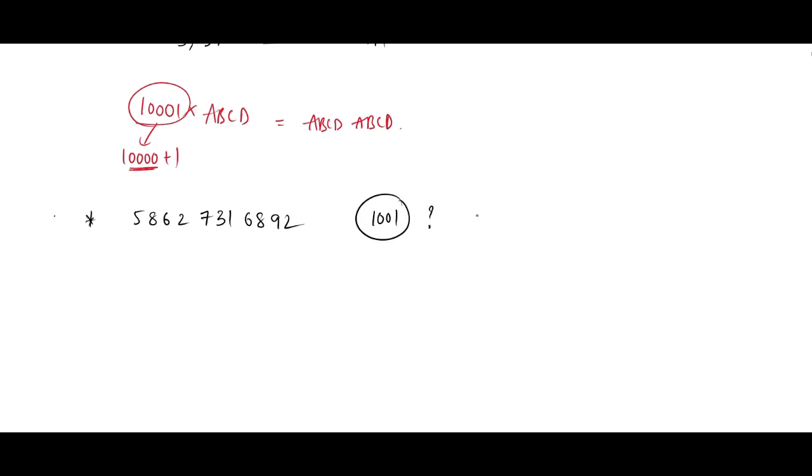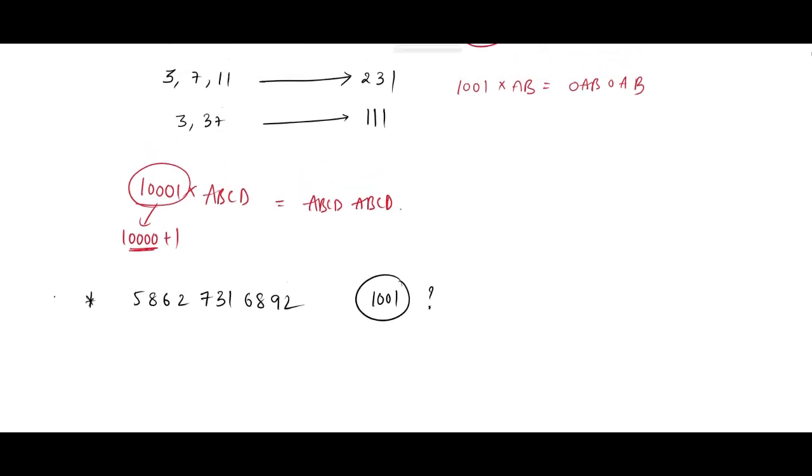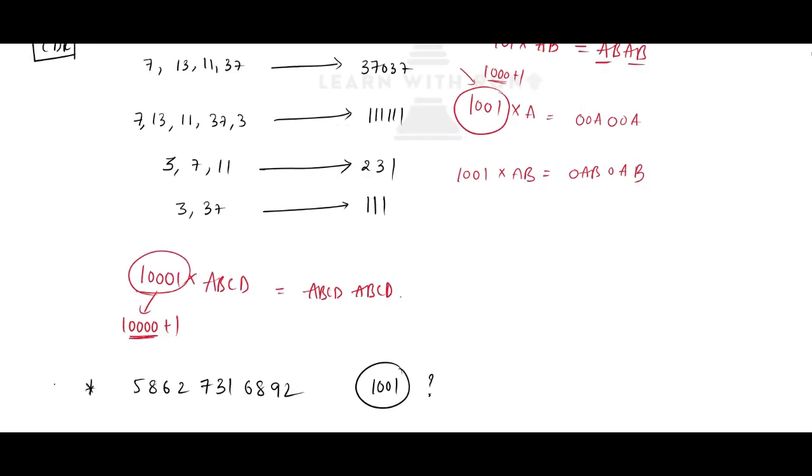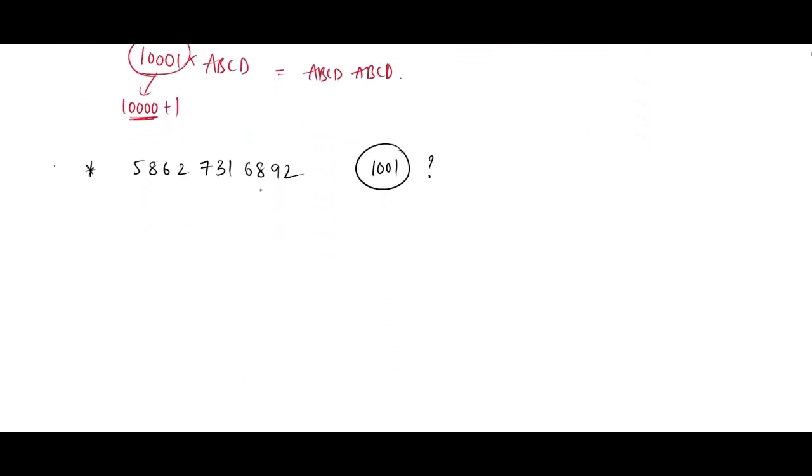So you can see, as you already know, 1001 is nothing but the multiplication of 7, 13 and 11, right? So you can check whether this number is divisible by 7, 13 and 11. Then you can say whether this number is divisible by 1001, or else you can see one more thing. See, 1001 is 1000 plus 1, right?